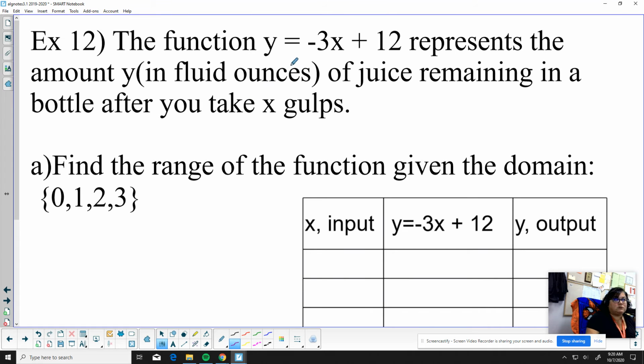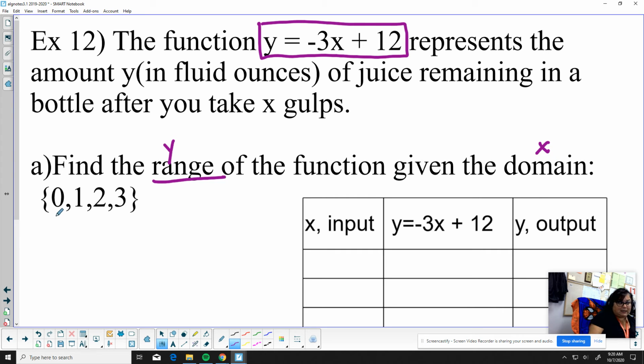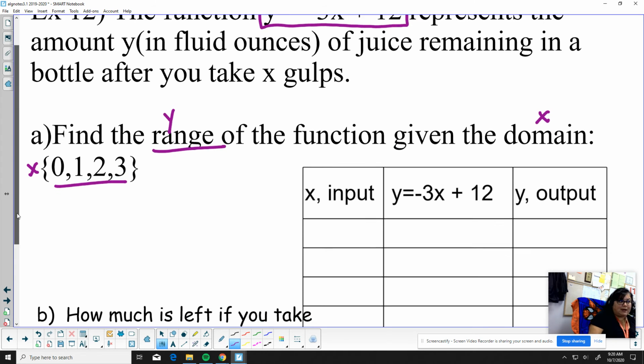All right, real quick, story problem. So I've got this equation here. It says the function y equals -3x plus 12 represents the amount y in fluid ounces of juice remaining in a bottle after you take x gulps. Okay, find the range. Remember, the range is the y of the function given the domain. Remember, the domain is the x. So what we're going to do is take these and put them all in for x because they're x.